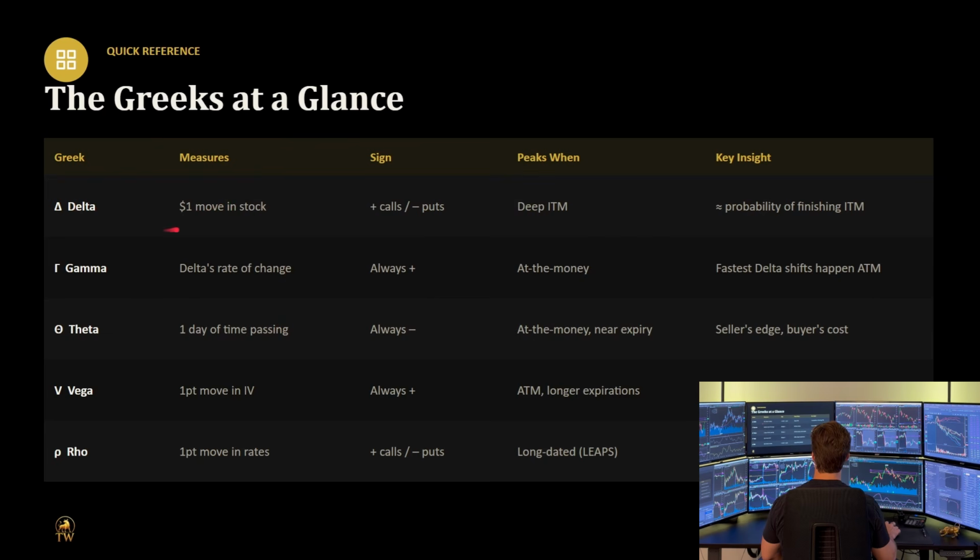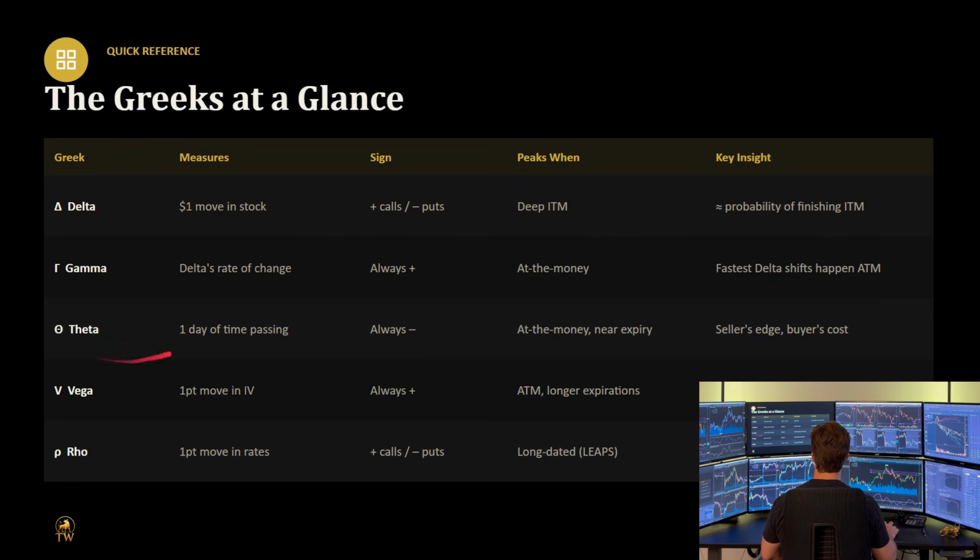Delta. It measures a $1 move in the stock. It's positive for calls, negative for puts. It peaks when the contracts go deep in the money. And a simple way to think about it is the probability of a contract finishing in the money. Gamma measures the delta's rate of change. It's always going to be positive. It's highest at the money, and the fastest delta shift will happen at the money.